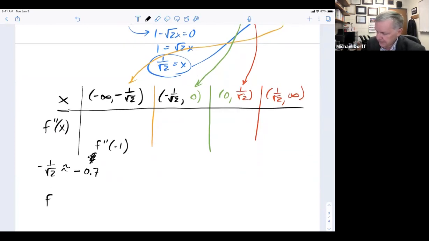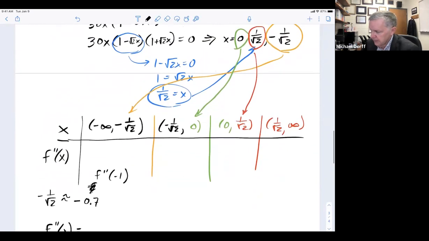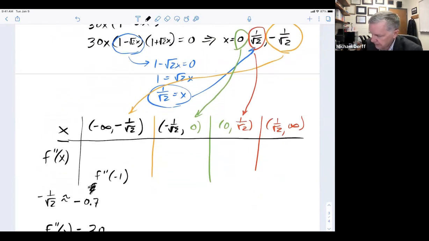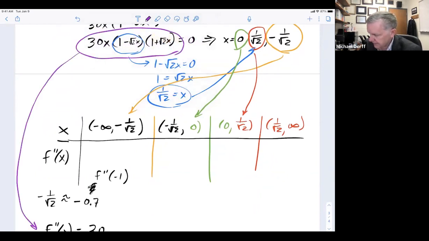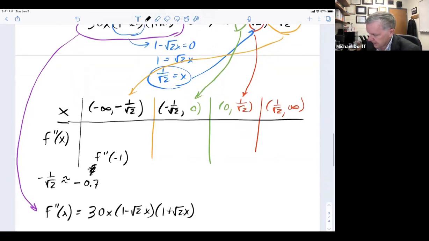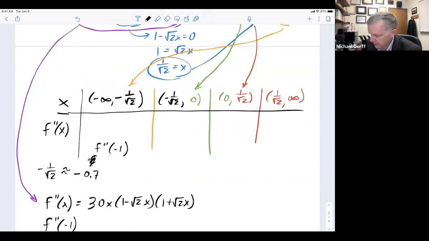And again, I'm going to write down my second derivative in its factored form. So that was what I had right up here. I'm going to use that form down here. So I have 30x, 1 minus square root of 2 x, 1 plus square root of 2 x. And so if I do the second derivative at negative 1 here, I'm going to get a negative number. Here, I'm going to get a positive number. And here, I'm going to get a negative number. And so all those multiplied together is going to give me something greater than 0. So this is going to be a positive number here.